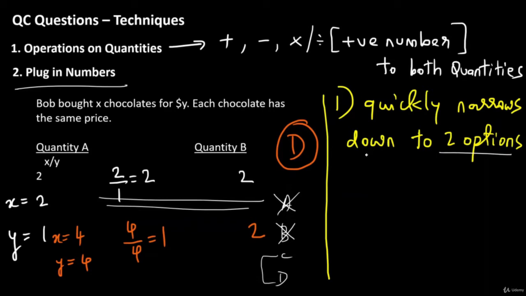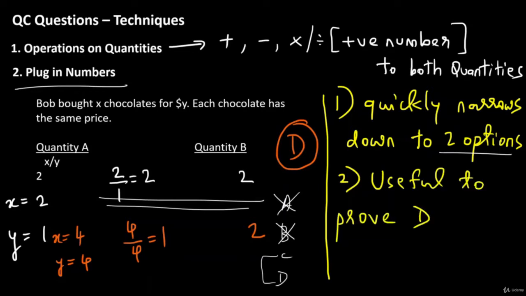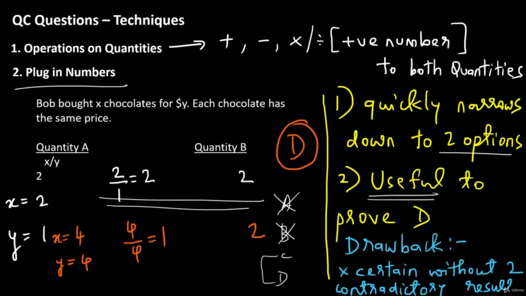Alright, now what's the next thing? The next thing about plugging in numbers is it's very useful to prove the answer as option D. But this usefulness is also its drawback. Unless you get two contradictory situations, you cannot be certain that the answer is A, B or C, right? So sometimes you may get quantity A is greater than quantity B for some numbers when you plug it in. But if you are trying multiple ways and still you're not able to get a contradictory result, then you either have to guess and move forward, or you have to try to use algebra to be sure that that is the correct answer. Let's see what do we mean with that.